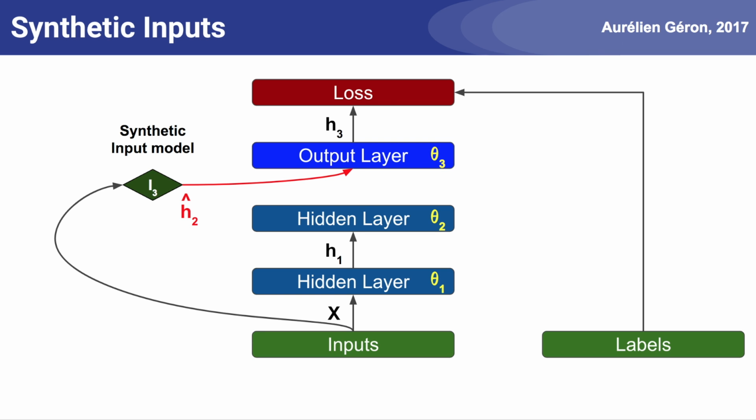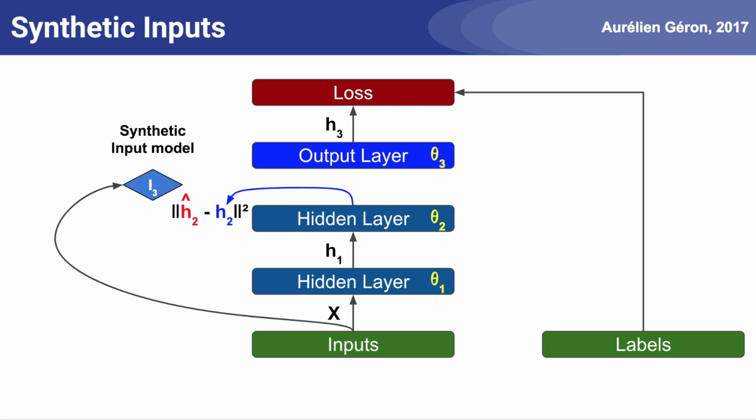For example, let's add a synthetic input model I3 to layer 3, which is the output layer. It allows us to skip the hidden layers 1 and 2 by computing H2 hat, which is an approximation of H2, the inputs of layer 3. We can just feed H2 hat directly to the output layer, and ta-da, we've just broken the forward lock. As you might guess, once we eventually get the output of the hidden layer 2, we can use it to train the synthetic input model. This is really the exact same idea as earlier, but going forwards rather than backwards.